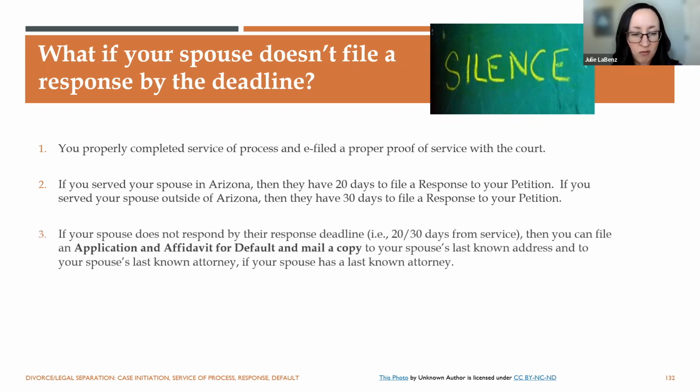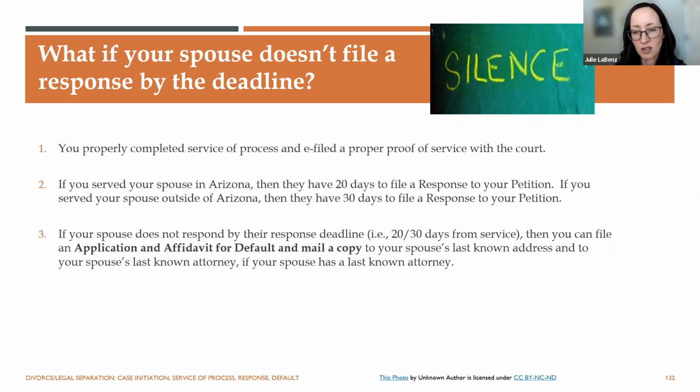If your spouse does not respond by their response deadline, then you can file an application and affidavit for default and mail a copy to your spouse's last known address and to your spouse's last known attorney, if your spouse has a last known attorney. So it's really important to do this mailing part. If you don't, it can negate the whole default.